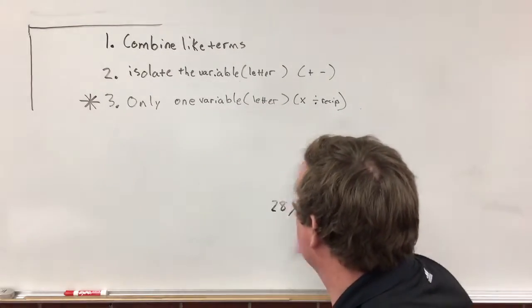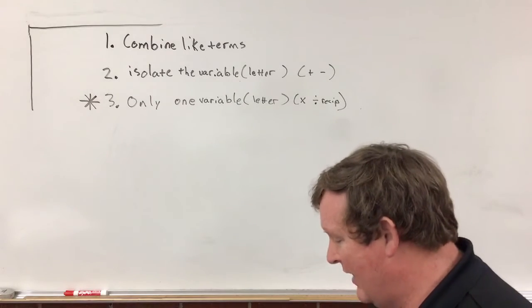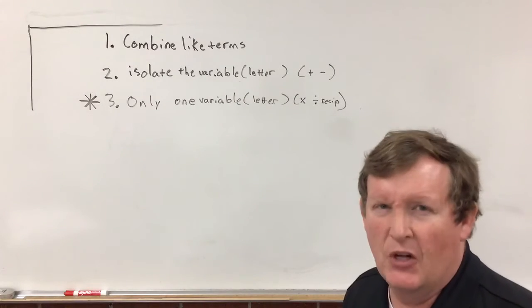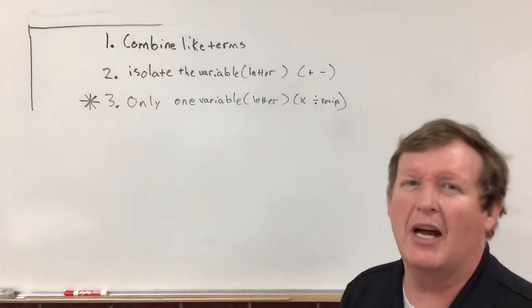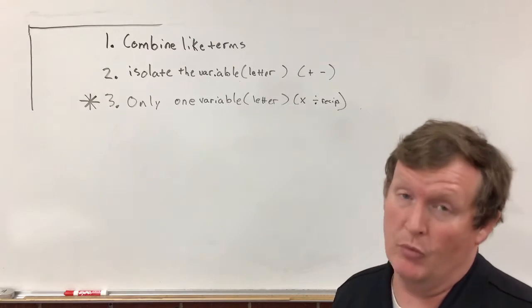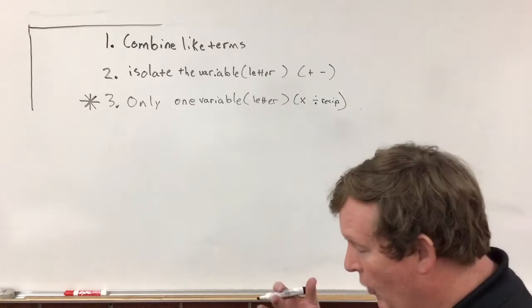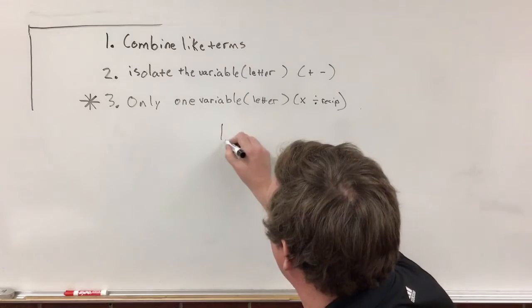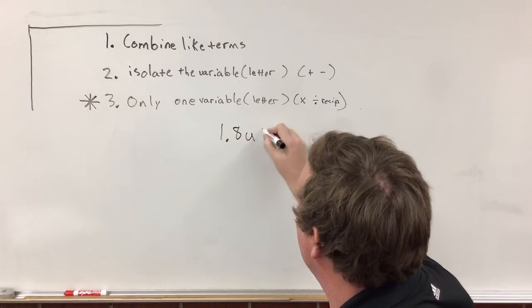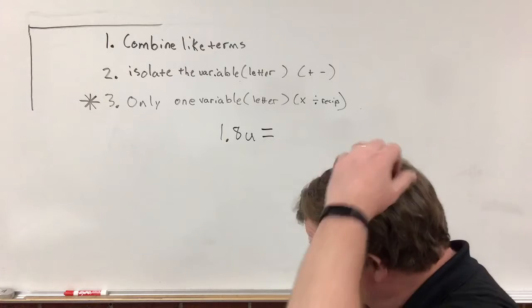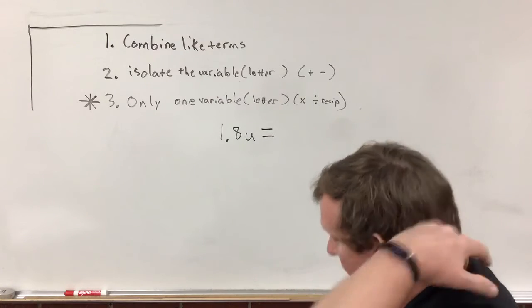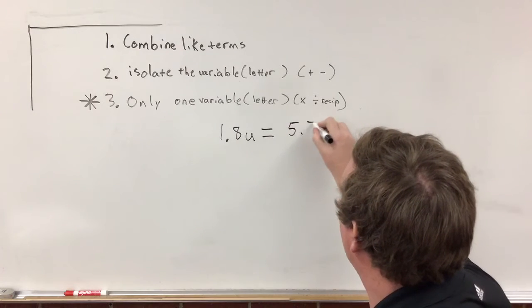Okay, let's delve into those decimal ones, which I think are a little bit more difficult to handle, especially because we have to divide with those decimals. We have to remember the rules about dividing with decimals. Okay, so let's look at this last problem. 1.8u equals 5.76.